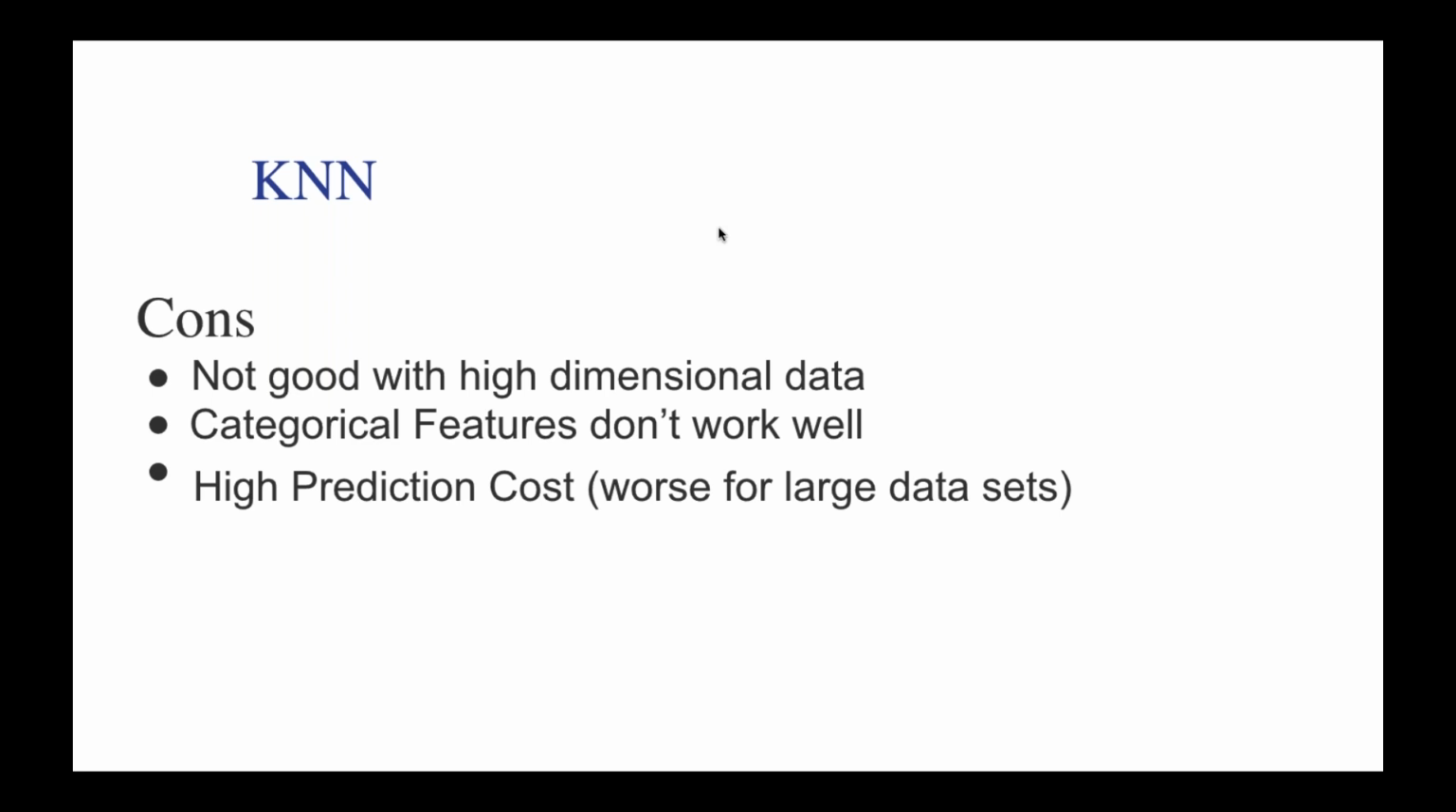High prediction cost. It has a high prediction cost, which is worse for large data sets. It is not good for a very large data set because we have a high prediction cost. We have simply seen that just by changing the k value, the entire class is getting changed. So the prediction cost is higher here. It is not suited for large data sets and high dimensional data sets. If your data set is very small and with very limited features, you can think of applying KNN.